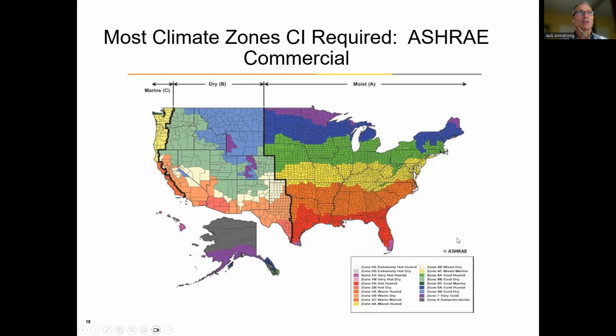And this one is actually a map of the commercial requirements, or ASHRAE 90.1. Just so you know, ASHRAE 90.1 was first adopted with continuous insulation back in 1999. So they've been doing continuous insulation much longer than the residential code has. And again, as a reminder, the commercial code is 4 stories and above, all buildings.